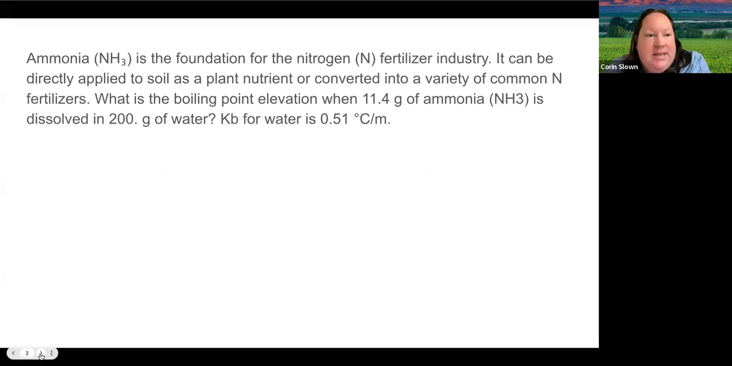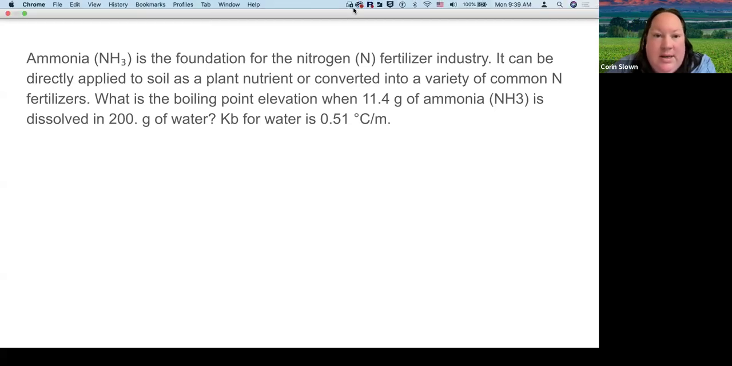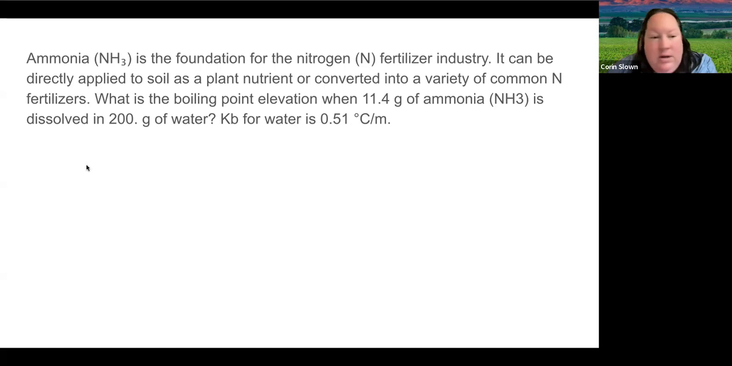So the first problem that we have is ammonia is the foundation for nitrogen and the fertilizer industry. It can be directly applied to soil as a plant nutrient or converted into a variety of common nitrogen fertilizers. What is the boiling point elevation when 11.4 grams of ammonia, NH3, is dissolved in 200 grams of water, and we're given a KB for water of 0.51 degrees per molal?